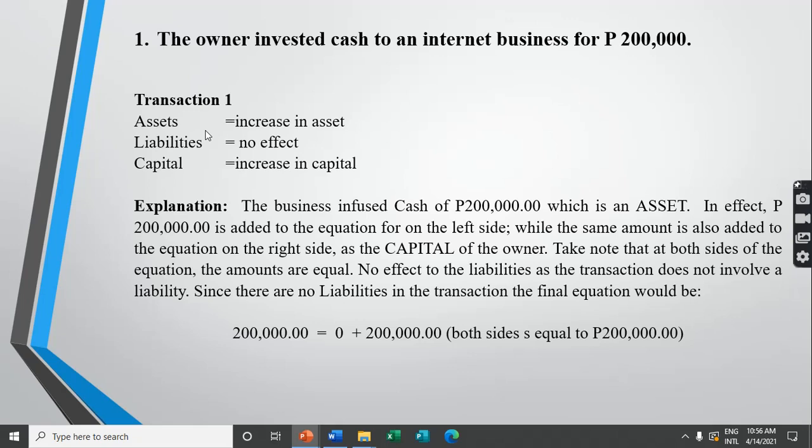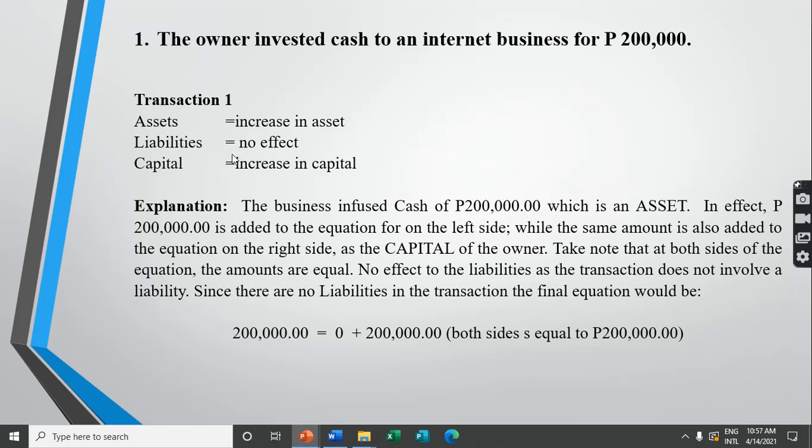Right? In our account titles, in accounting, cash falls under asset. That is why I said you should familiarize yourselves with the account titles included under asset, liabilities, and capital. So, in transaction number 1, the owner invested cash to the internet business for 200,000. So, meaning, his cash increased. Okay, did his liabilities increase? Was there any mention here of a debt of the company? None, right? So, there will be no effect here on liabilities.